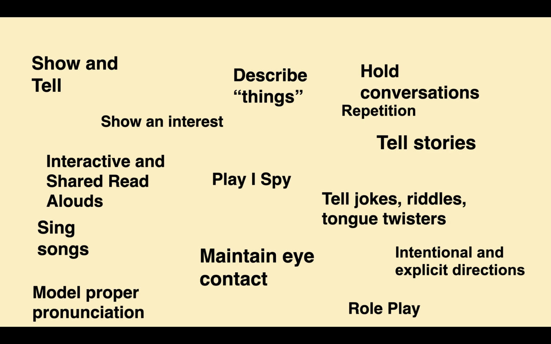Here are some look-fors or examples of oral language. Hold conversations and model proper pronunciation. Follow your child's lead. Respond with interest to anything that has caught their interest, and try to have a conversation go back and forth a few times. The more conversations children have, the more talking practice and information they have to build their language skills. Let them describe things, sing songs, play games, role play, and tell jokes. Be intentional and explicit with your directions, and always maintain eye contact. Remember to read frequently and often.